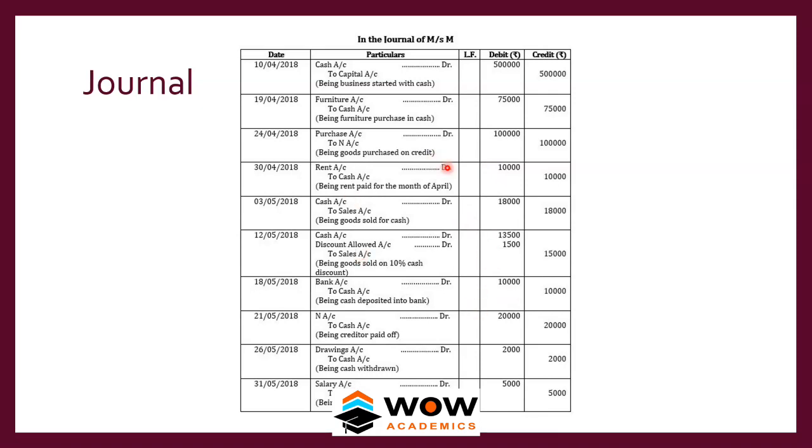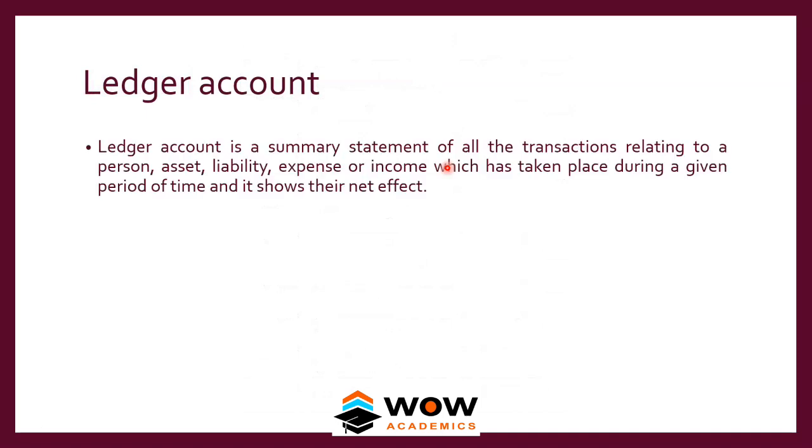So what we do is we create an account called a ledger account. A ledger account is a summary statement of all the transactions relating to a person, an asset, a liability, an expense or an income. It can be of any nature which has taken place during a given period of time. So if you want to know what the cash balance or the bank balance is in a month, you can easily refer to the ledger.